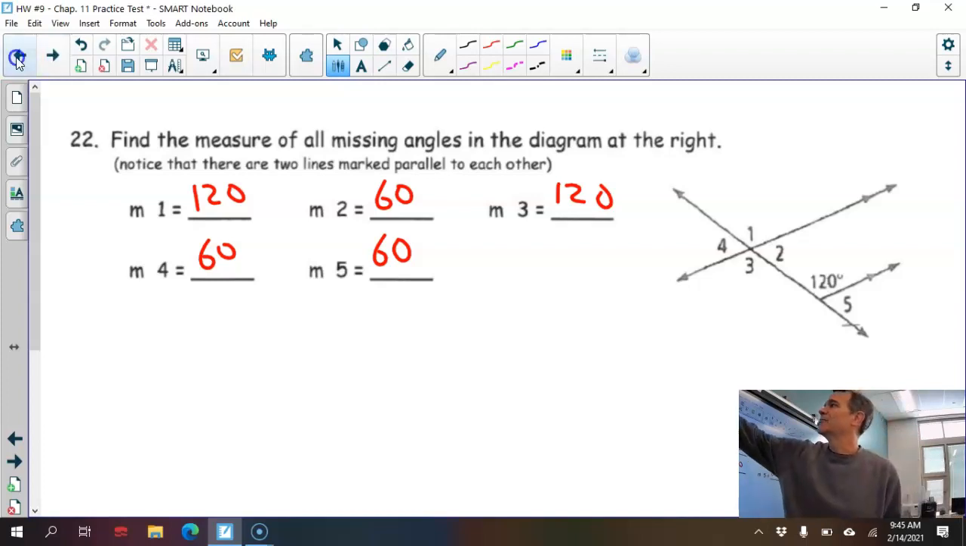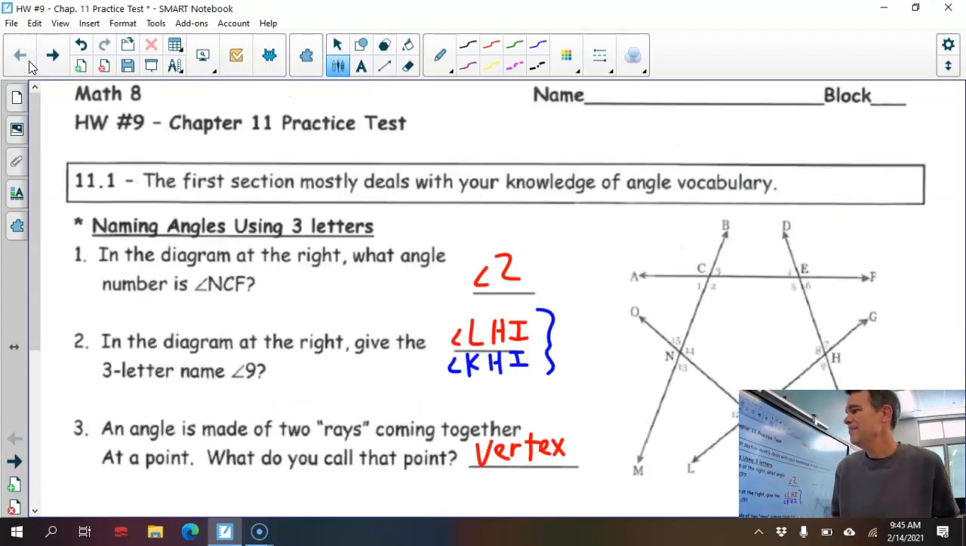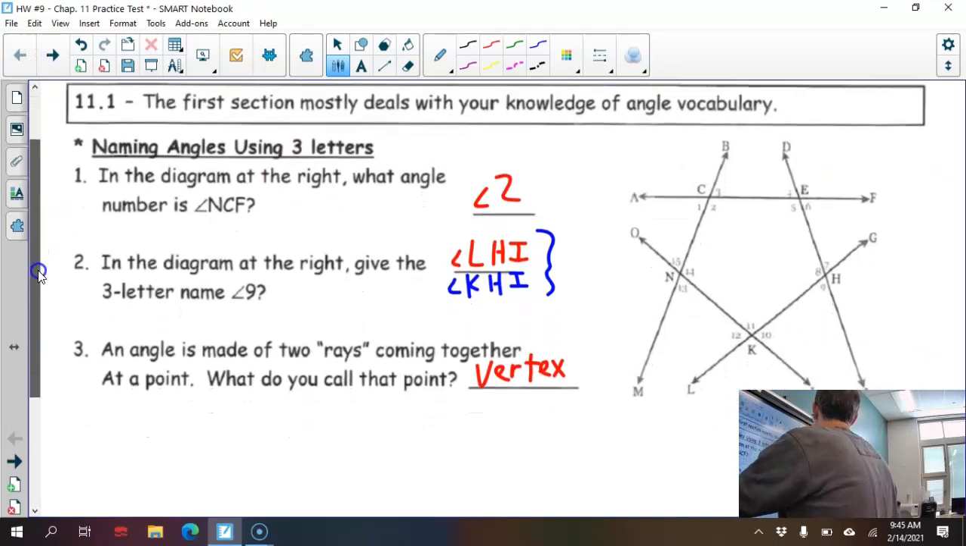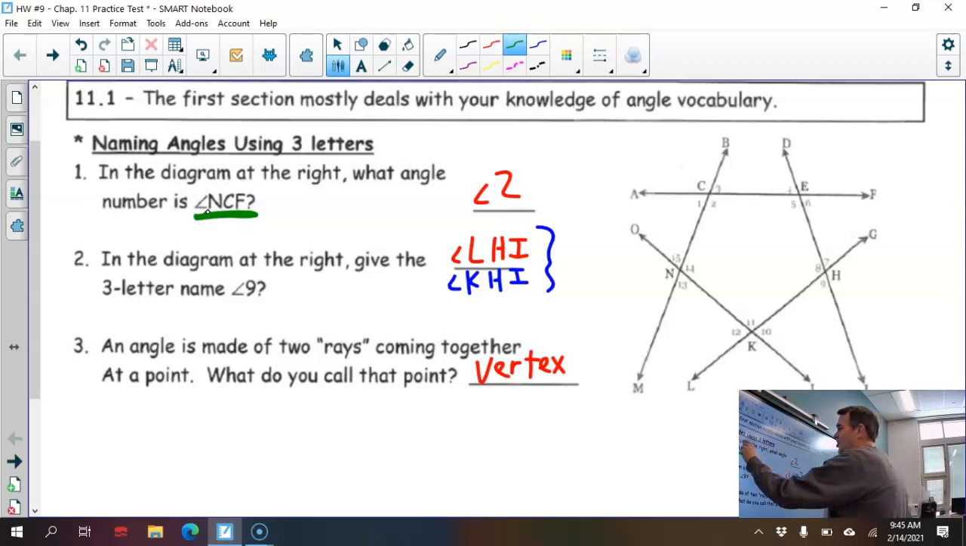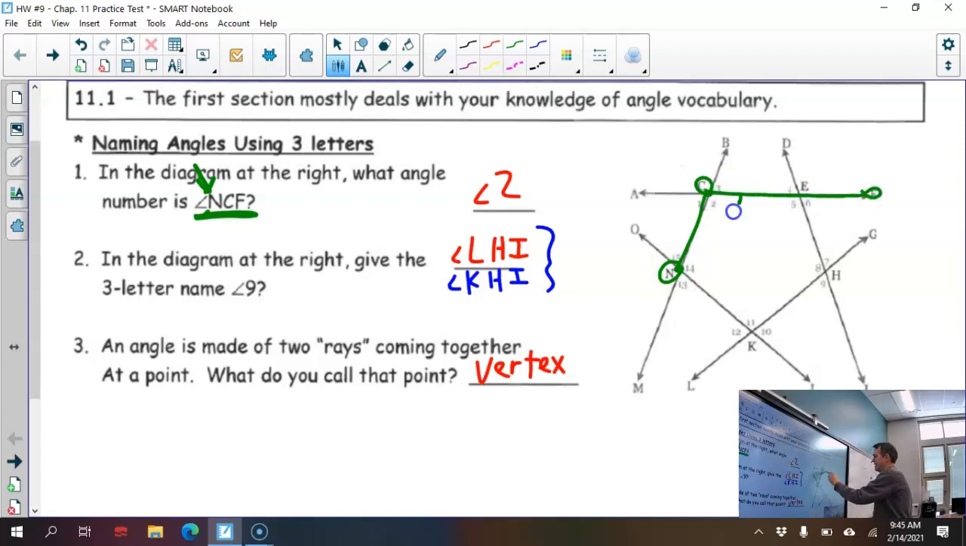All right, so I am going to scroll through and explain them. Here we go. So this first section is about naming an angle. If you want to name this angle, my advice is you trace it. You start at N and then go to C and then go to F. So starting at N would be right here, right? That's point N. Then I would go to C and then I would go to F. And I have made an angle right here, which is angle 2, right?